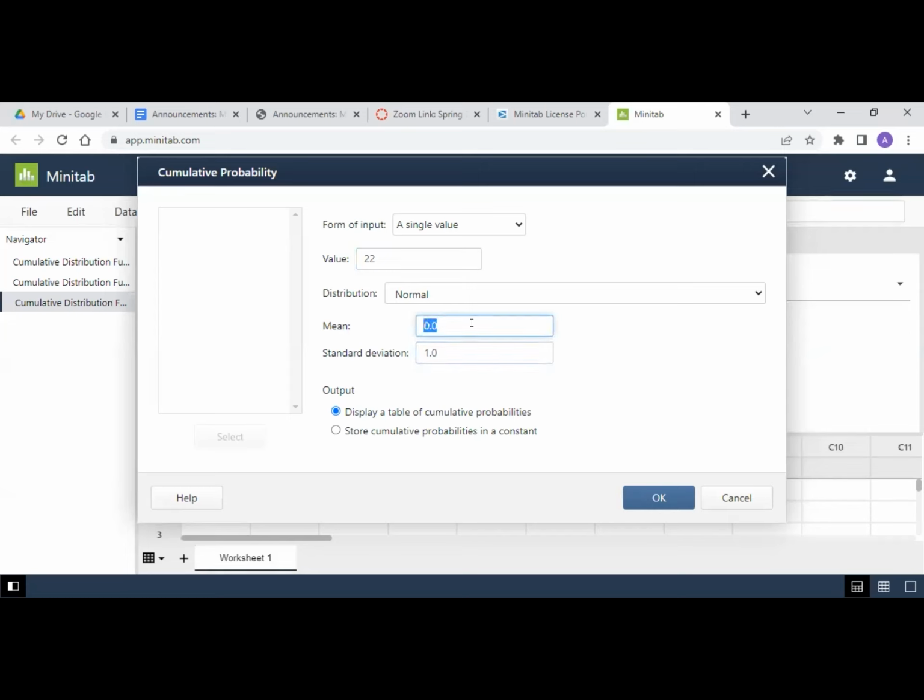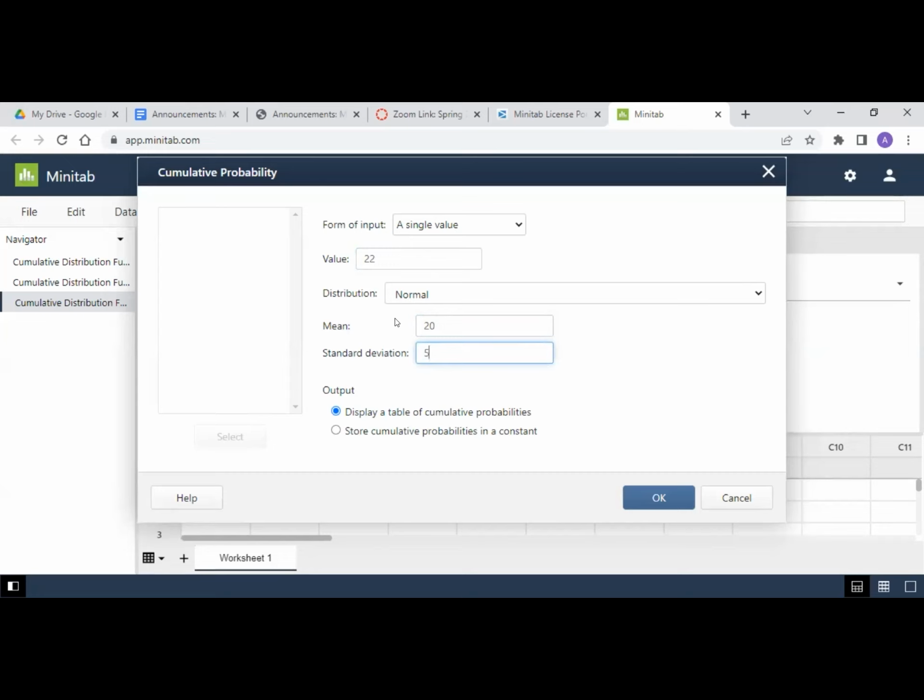We're not dealing with a Z-score anymore. So it looks like the X value, the mean isn't going to be 0 anymore. The question tells us that the mean is 20, right? The question also tells us that the standard deviation is 5. So I'm going to change that standard deviation as well.